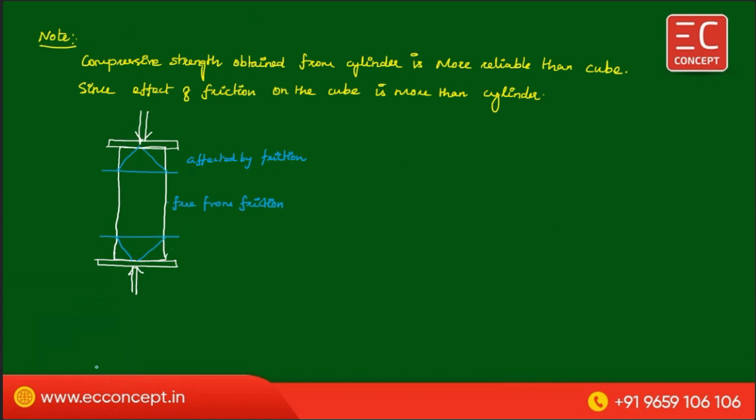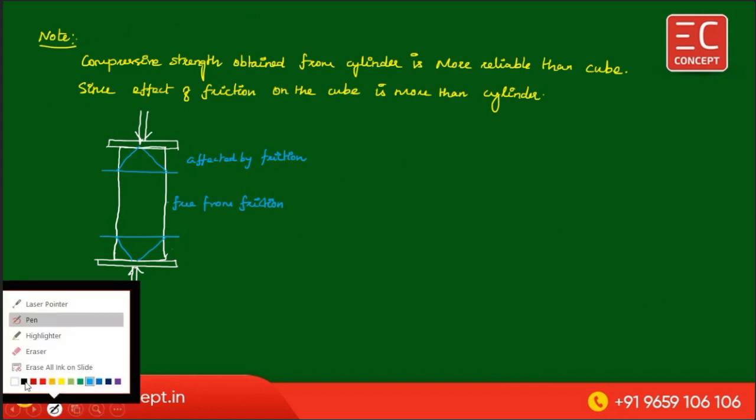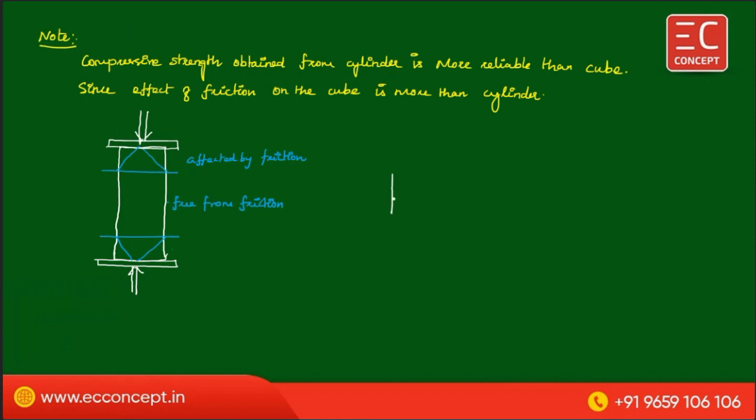But if you see the cube compressive strength, this is the plate. Above and below we will keep a plate and give a compressive force from top and bottom, so that the effect of friction will act. This is the effect of friction.